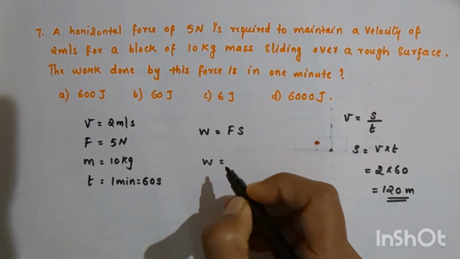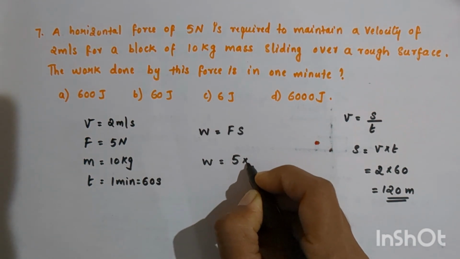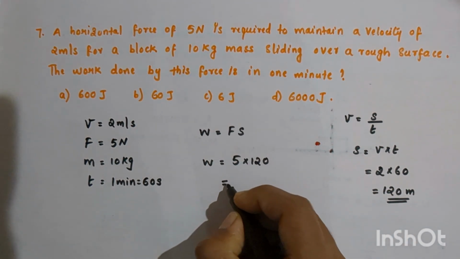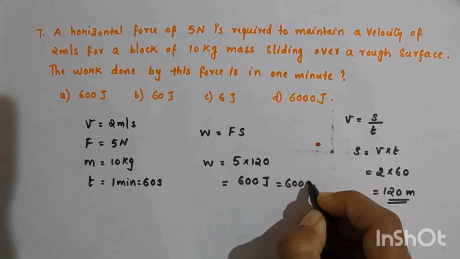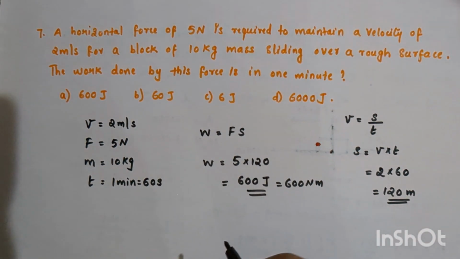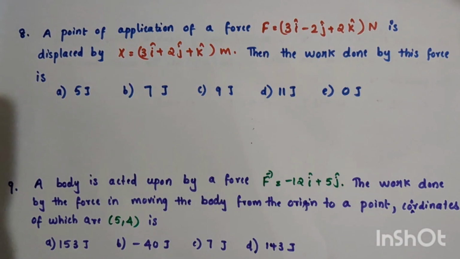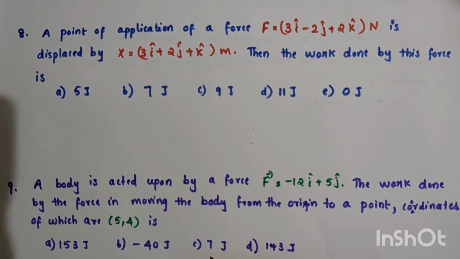So work done will be force into displacement, 5 Newton into 120 meters, which is equal to 600 joule or 600 Newton meter. So you see option D, 600 joule is the correct option. Now let us see the 8th question.